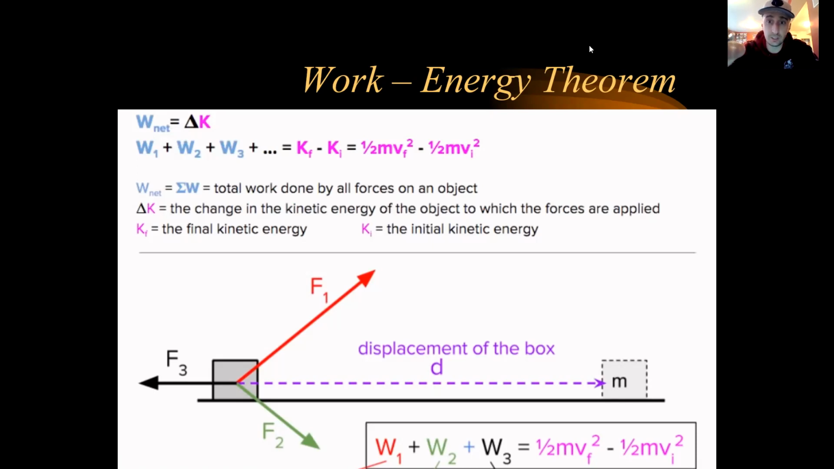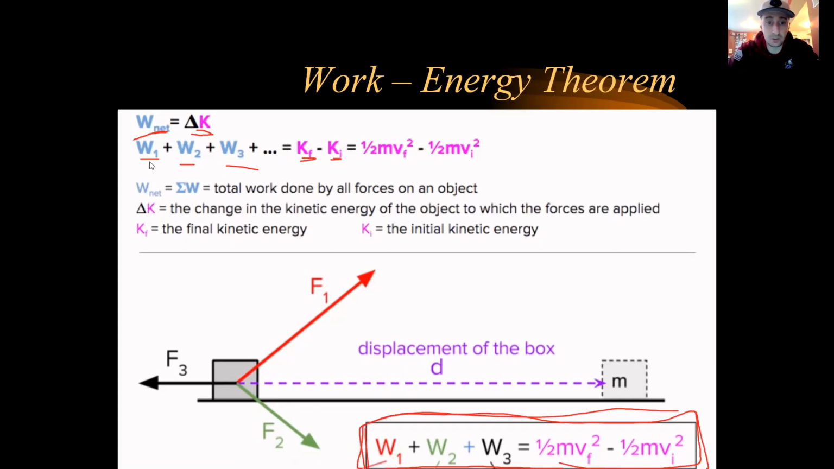So if we look here, let me get a different color. Net work equals change in kinetic energy: work one, work two, work three equals kinetic energy final minus kinetic energy initial. So if we look at the work done by force one, force two, and force three, that's going to equal the change in kinetic energy. So basically we get this equation right here.